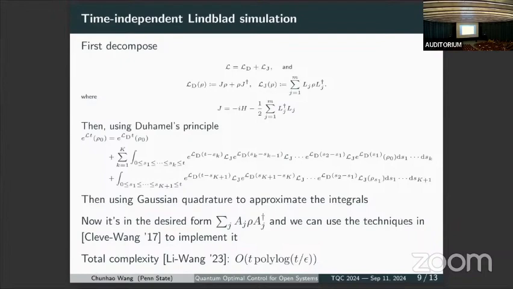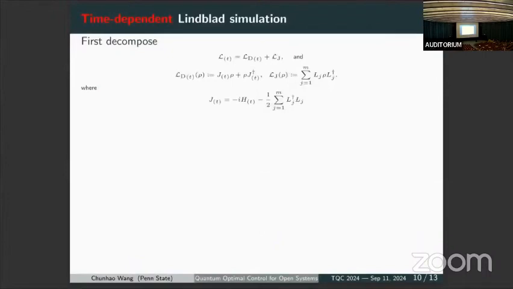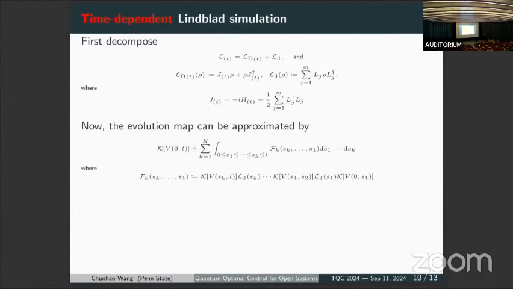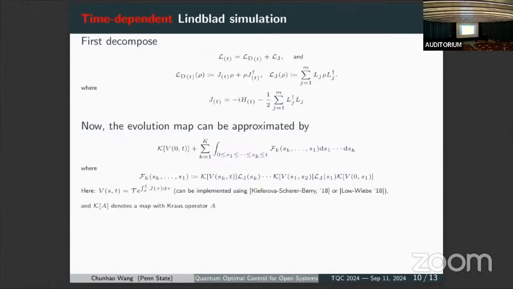And we can generalize this to a time-dependent case. So again, we use this decomposition, but now this drift term depends on time, because H depends on time. And then we can still apply Duhamel's principle, but it is slightly different, where you have this script K with square brackets. This means this is the map where the jump operator is A. So basically this is the quantum completely positive map where the jump operator is this. And then again, this integrand is completely positive.